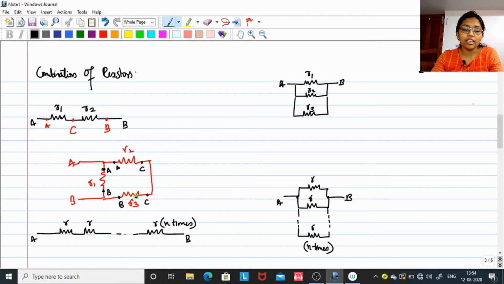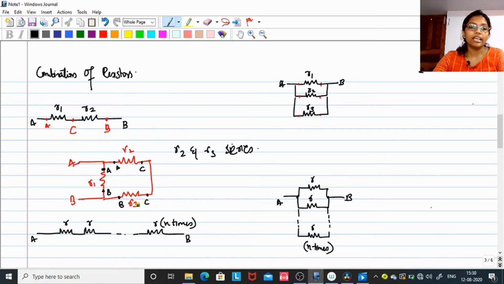R2 and R3 only share one point which is C, and no branches come out from this common point, like a resistor is not coming out or a battery is not coming out, isn't it? So we can say that since R2 and R3 share one single point, and since no branches emerge out from that single point, R2 and R3 are in series.